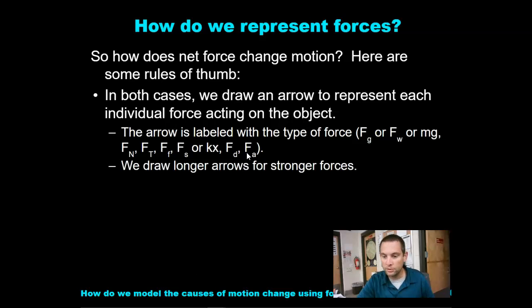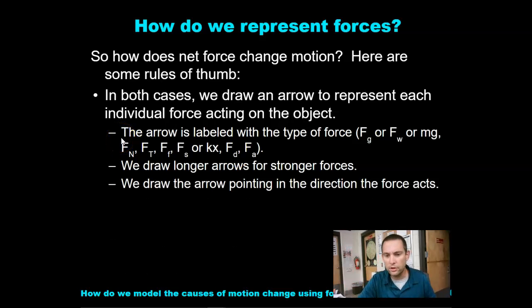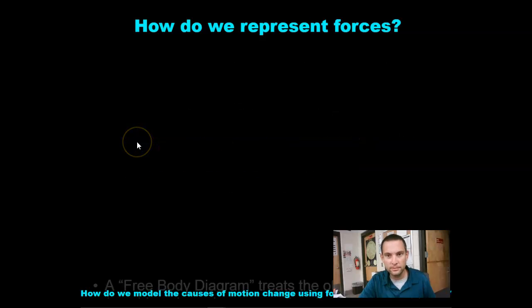Now we draw longer arrows for stronger forces. We've already been working with this idea of arrows and vectors, and when we were doing motion diagrams, we were drawing these arrows above the dots on velocity, and the arrows were small, and if the object was speeding up, the arrows started growing bigger. It's the same idea here. Bigger arrows, bigger forces. We draw the arrow pointing in the direction the force acts.